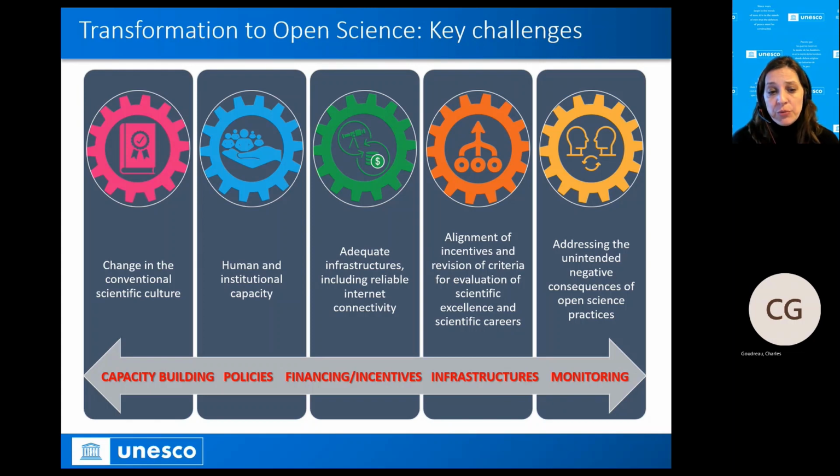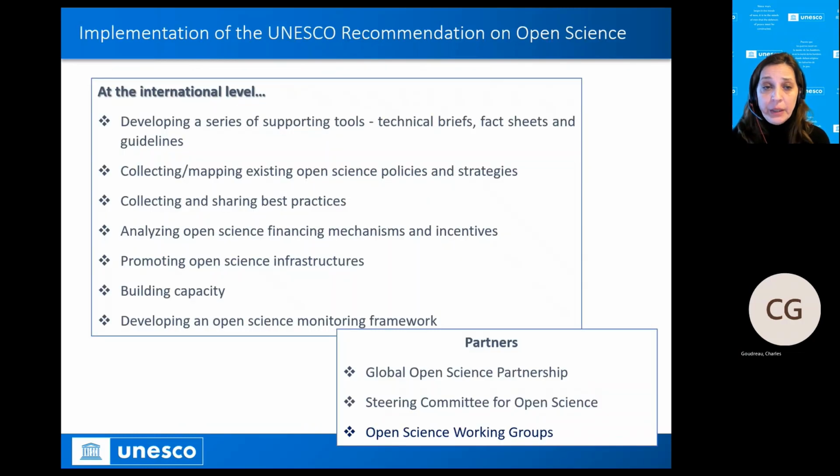So in UNESCO, we really see capacity building, building a policy environment, investing and financing, and incentives, open science infrastructures, and monitoring of open science as some key areas for action that are needed in order for open science to be implemented across the world in an equitable way.